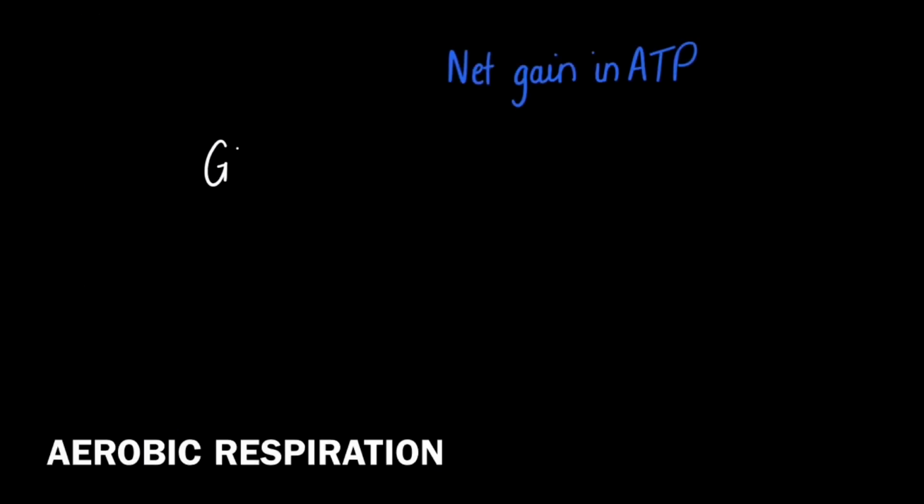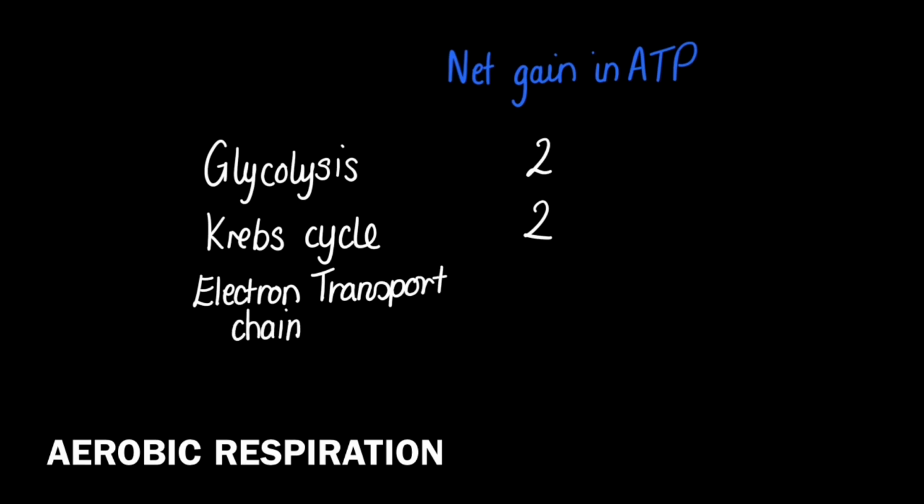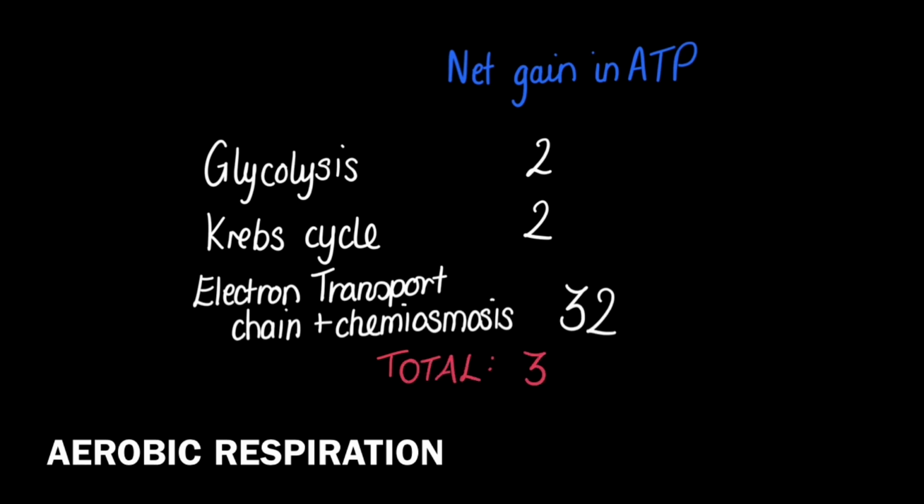So as a review of aerobic respiration, if you recall in glycolysis we used 2 ATP but then produced 4, so there's a net gain in ATP of 2 ATP. The Krebs cycle produced 2 ATP, and the electron transport chain and chemiosmosis produced 32 ATP, and this is all for 1 molecule of glucose. Therefore, in total, for 1 molecule of glucose in aerobic respiration, we produce 36 ATP.